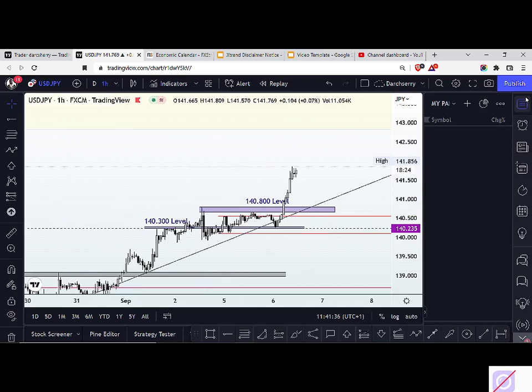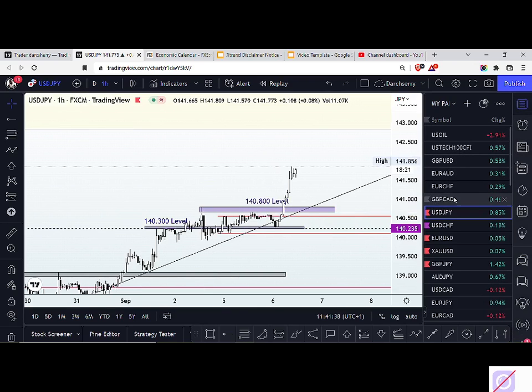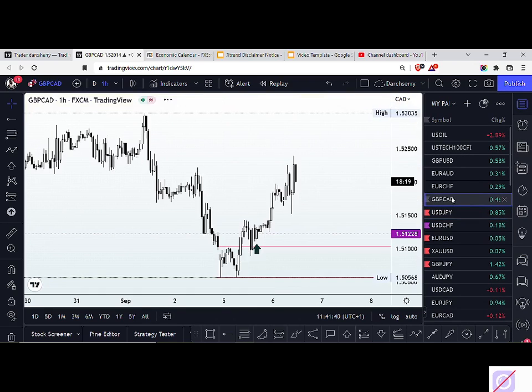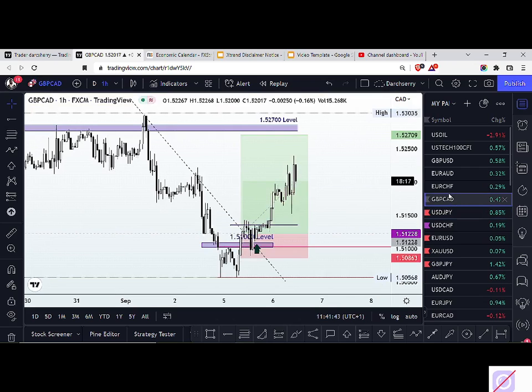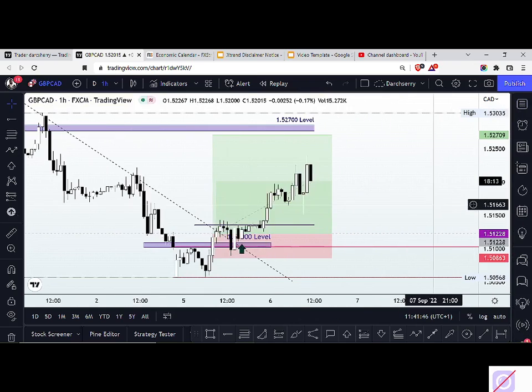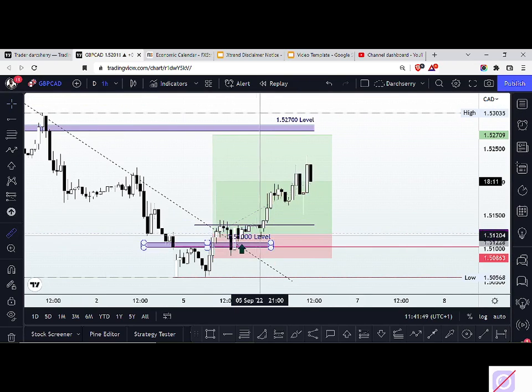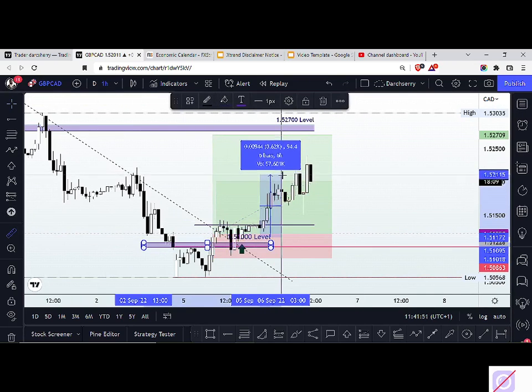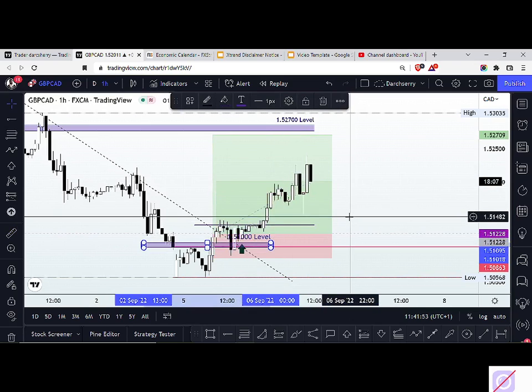The next pair we deliberated on yesterday is the GBP CAD, and on the GBP CAD we've been expecting a bullish momentum, and right now price is right in our favor as we are already in profit. We took advantage of this move right from this point, and we are about 100 pips in profit on the GBP CAD at this point in time.